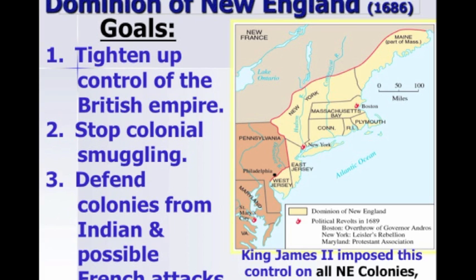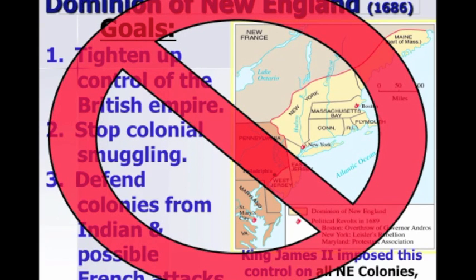Remember that Dominion of New England that was set up by King James II with all those rules and Sir Edmund Andros? Denied. It is falling apart. Following the Glorious Revolution, the Dominion of New England collapses. In fact, in Boston, a Boston mob starts taking to the streets. Sir Edmund Andros is very unpopular, especially in the colony of Massachusetts.